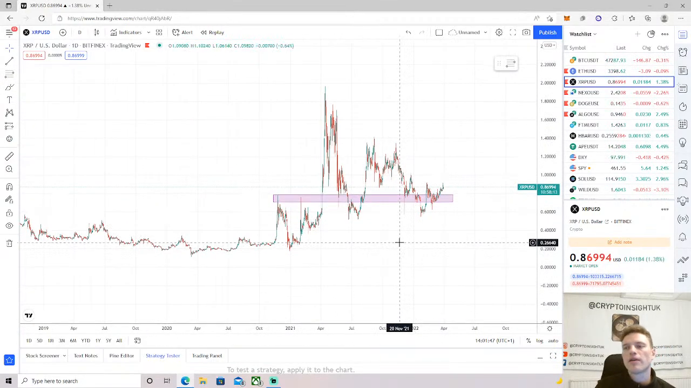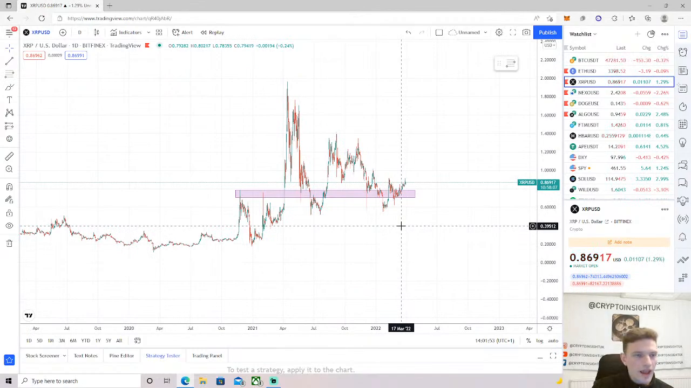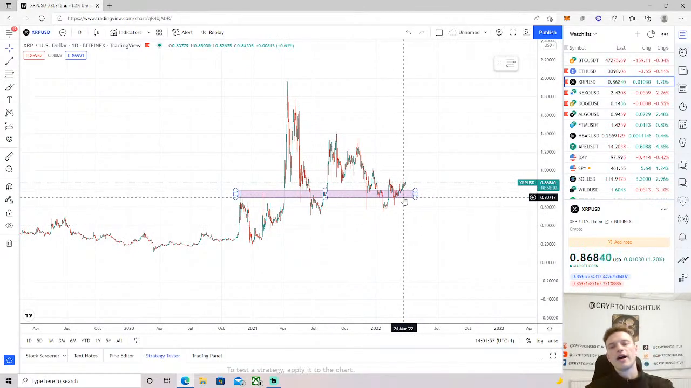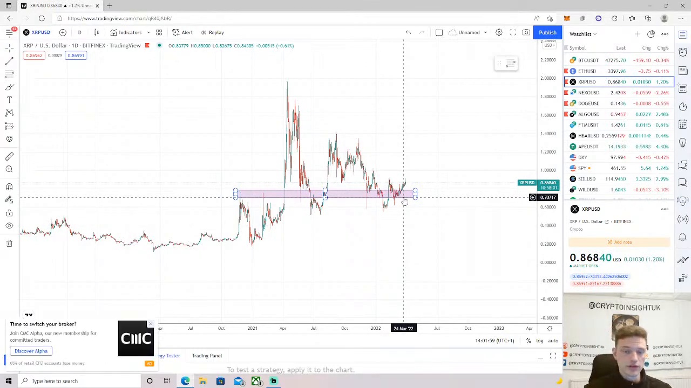And also bear in mind with price action and chart structure, nothing's set in stone. Anything can change at any point. It just gives you more of an idea of what can happen in the future if you look into the past.